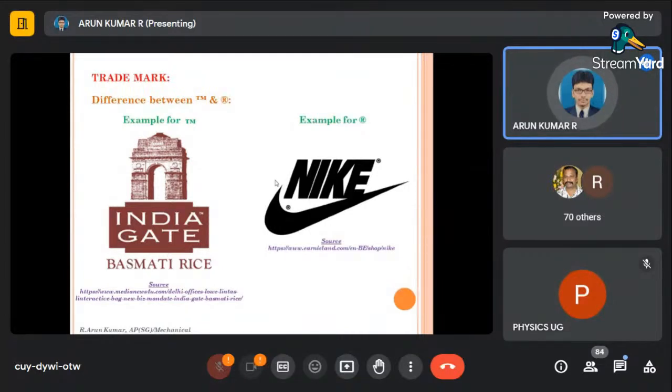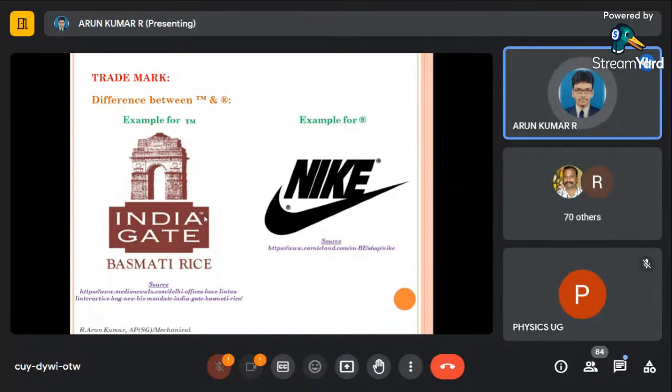Now you can see in this image, India Gate, towards the top of this India Gate, you can see the mark TM. And now, if you go to the market and buy this India Gate basmati rice, you could see the symbol R in a circle. Because while I was preparing this presentation, the India Gate Basmati rice had applied for trademark and now it has been granted. That is the difference between TM and R. And if you are unable to see any kind of mark, then it is evident that the company or that brand has not gone for trademark registration.